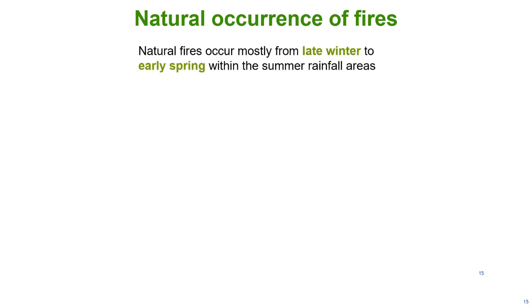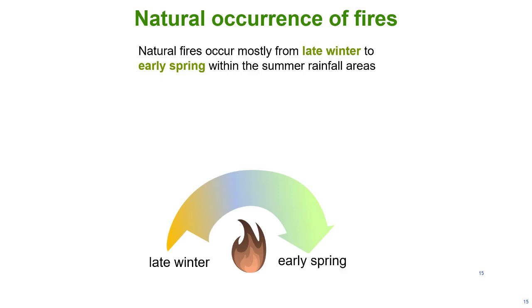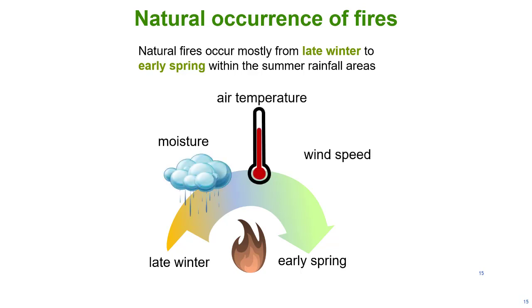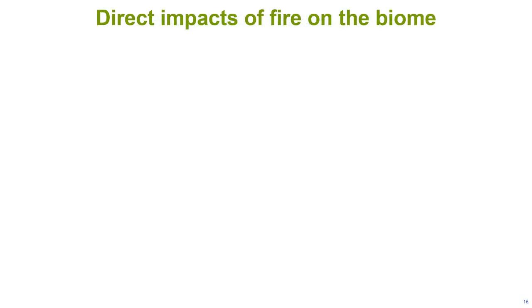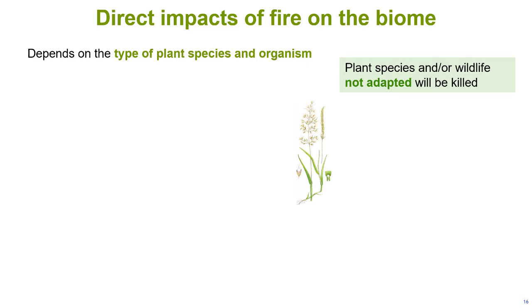Natural fires occur mostly from the late winter to early spring within the summer rainfall areas. The fire intensity is dependent on the amount of fuel available, the fuel moisture, air temperature, and wind speed. Direct impacts of fire depend on the type of plant species and organism. In cases where the plant species or wildlife is not adapted to fire, they will likely be killed.